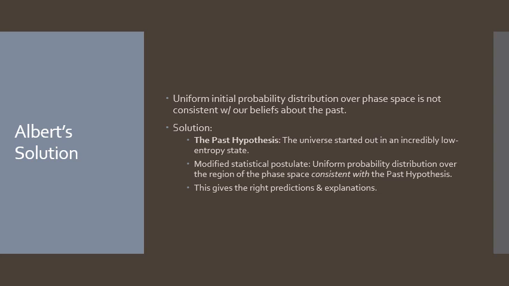And so you would observe the current macro state of the universe, and then say every micro state that is compatible with what we observe is equally likely. Okay, if you do that, then you get the two-way entropy law and you get all these insane predictions. And so it's just not consistent with what we think is actually the case about the past. And so Albert's solution is to just introduce this principle called the past hypothesis. This is the hypothesis that the universe just started out in an incredibly low entropy state.